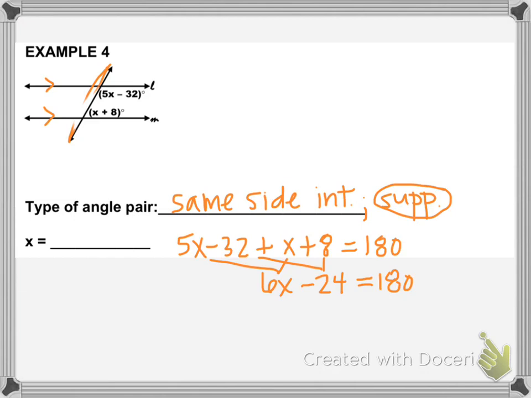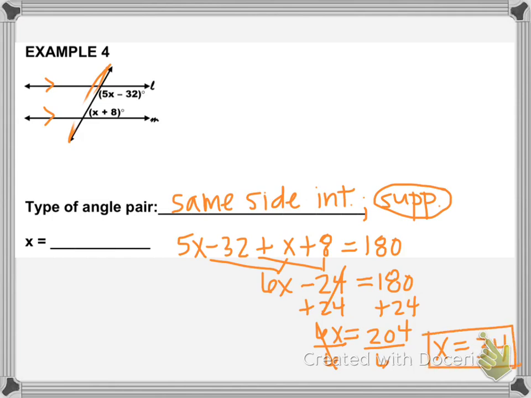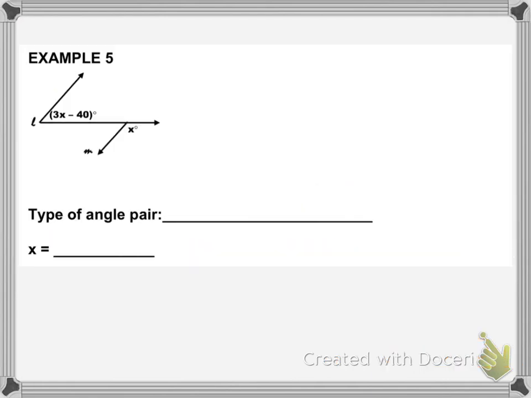All right, so then we will move our constants to one side by adding 24 to both sides. I'm going to move them to the right. So 6x equals 204. And then we'll divide both sides by 6. And x will equal 34. All right, we're almost done. We've got a couple more.